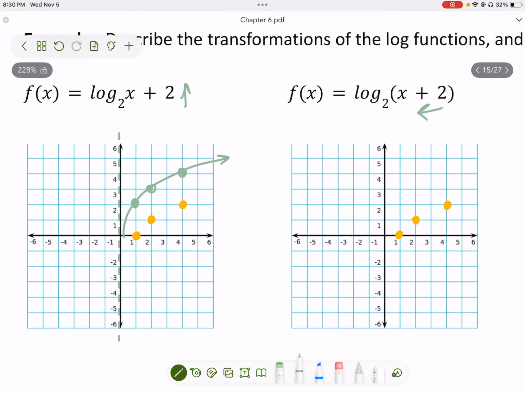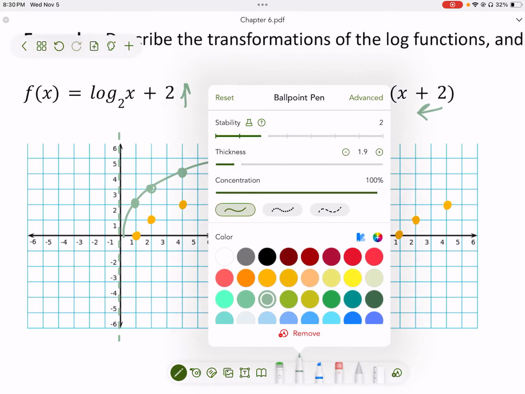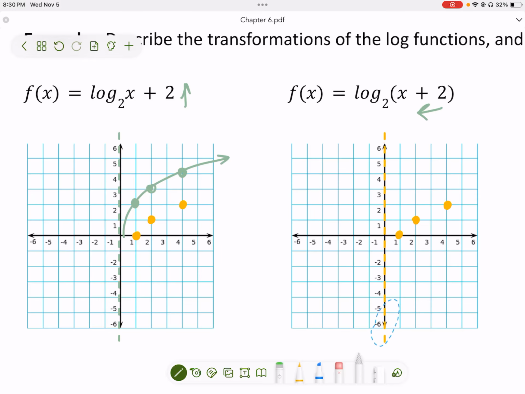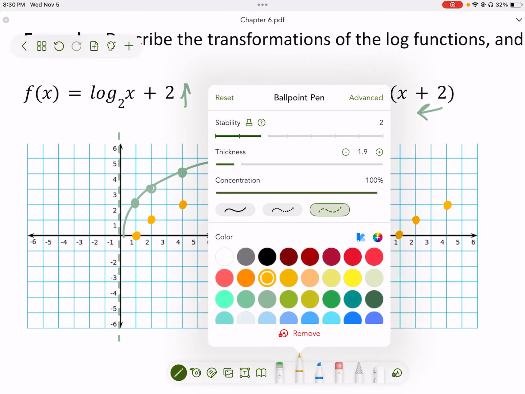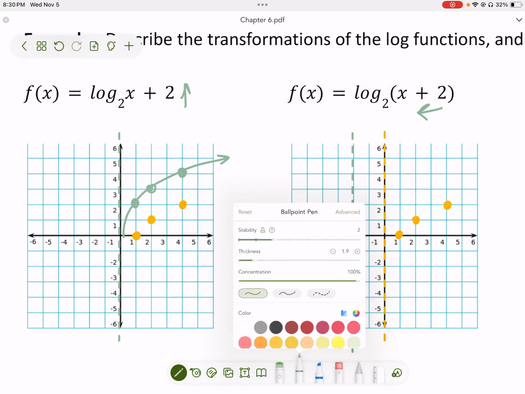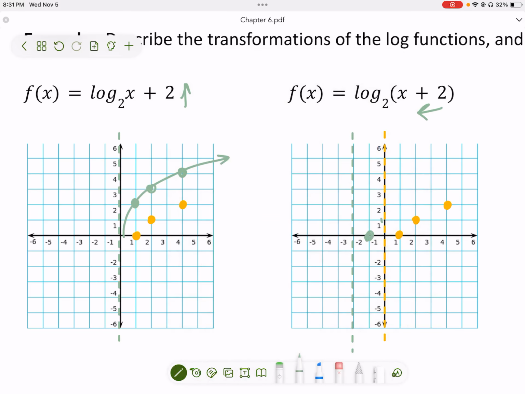This is going to move left 2. So let's draw my original asymptote really quick, because it is going to shift. There we go. It's going to shift 2 units, so I'll go ahead and draw that. And then 1, 2, 1, 2, 1, 2. Draw that curve.